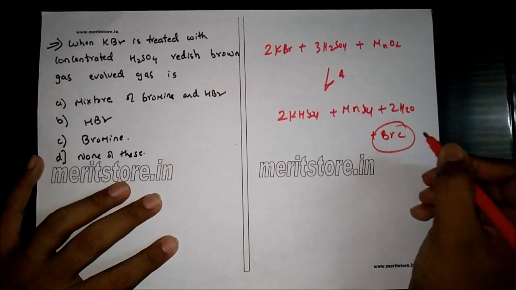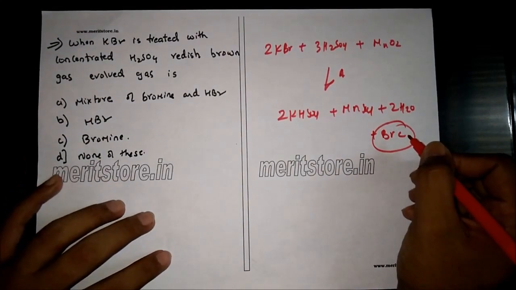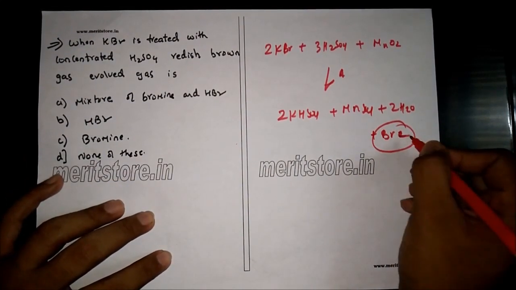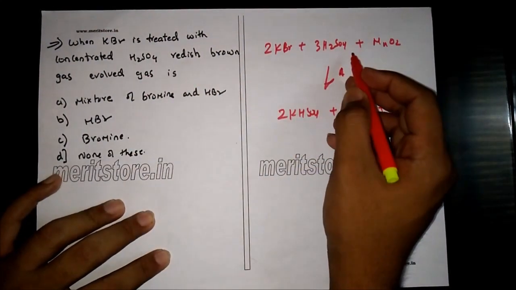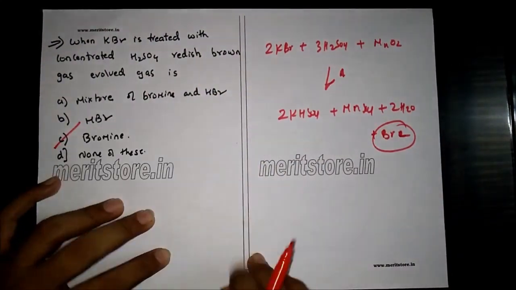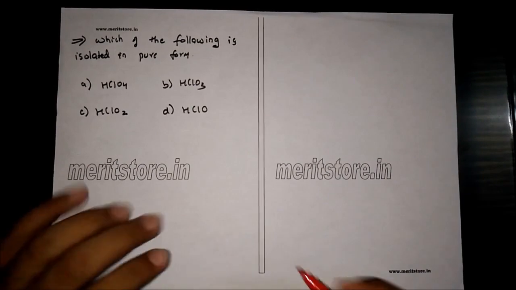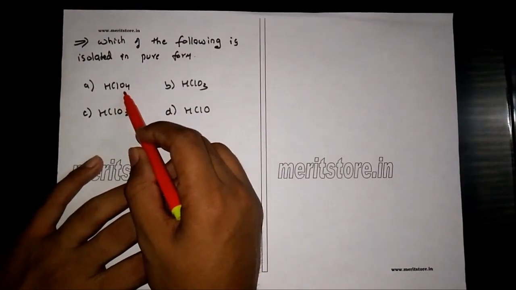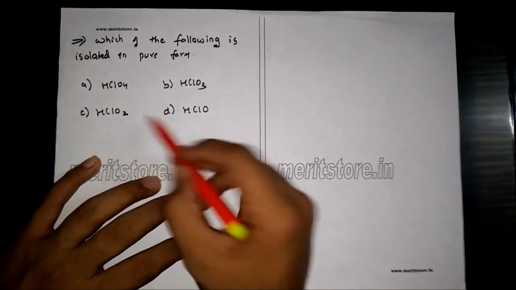Therefore, bromine, a reddish brown gas, will be evolved when KBr is treated with concentrated H2SO4. The correct answer is option C. Which of the following is isolated in pure form: HCl, HClO4, HClO3, HClO2, and HClO?